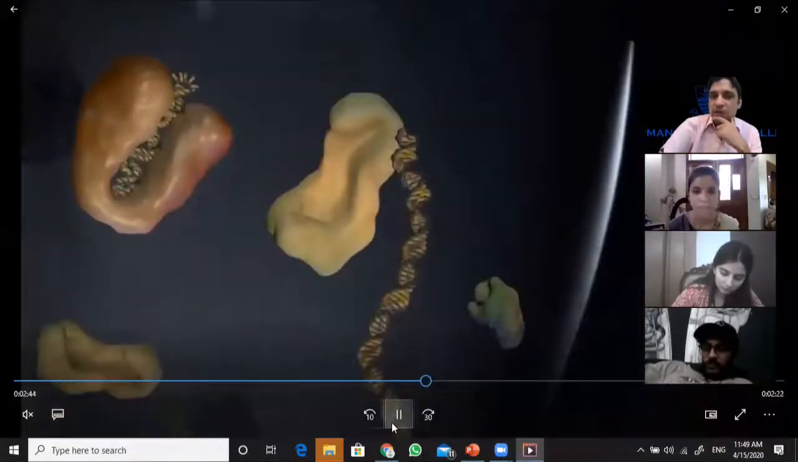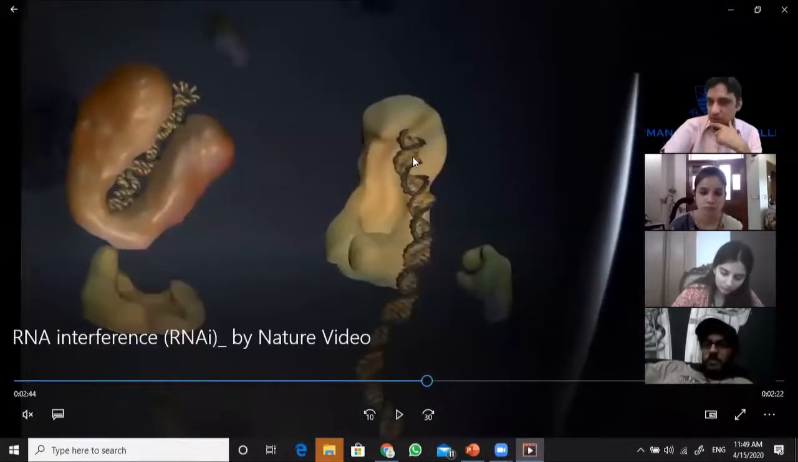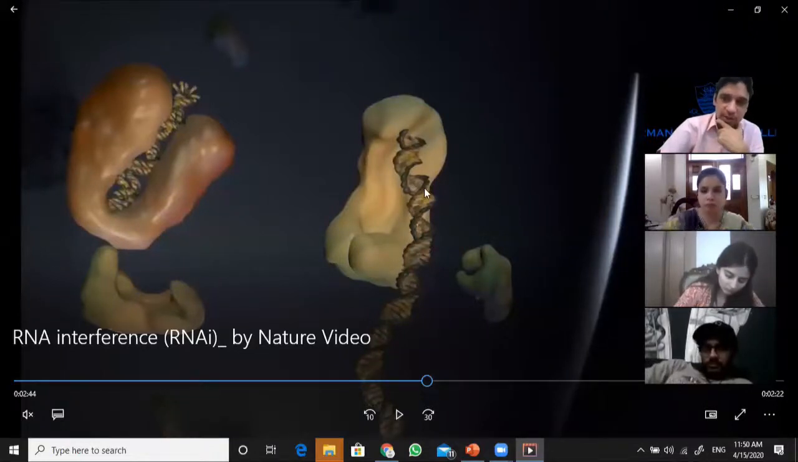Or it is provided by us, by humans, like a double-stranded RNA is provided. Both will be treated in the same way. This is the natural way of controlling gene expression, and this is the human way of controlling gene expression by giving them the double-stranded RNA. The double-stranded RNA which you have given and the microRNA will be processed in the same way.